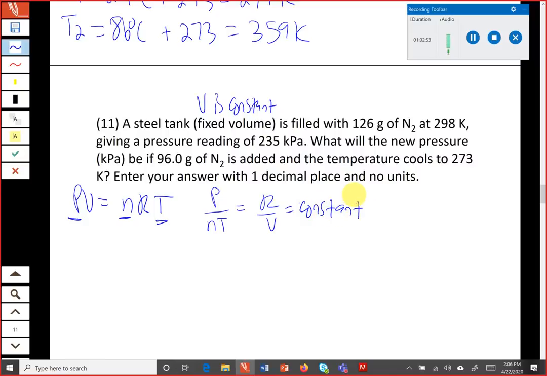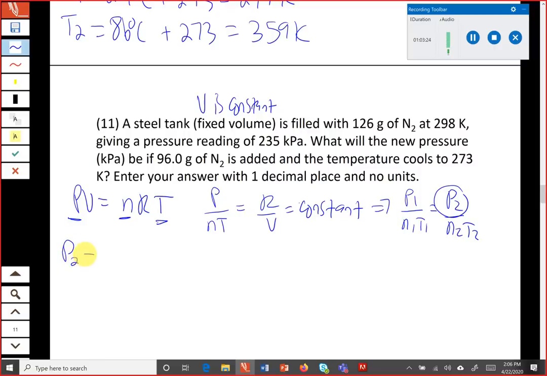You could have also rearranged this the other way and put NT over P equals V over R. It'll get the same answer either way. And so when we then write this out in terms of the initial and final states, P1 over N1 T1 equals P2 over N2 T2. Okay, so this is sort of a non-standard gas equation. It's not one of our typical ones that we deal with, but we can always derive it from the ideal gas equation. And so then what we're solving for here is the final pressure P2.